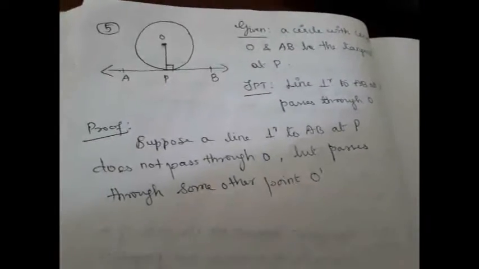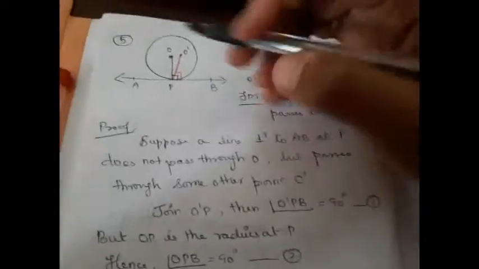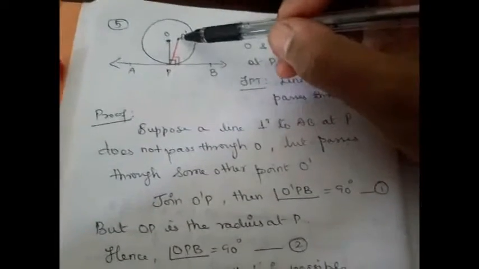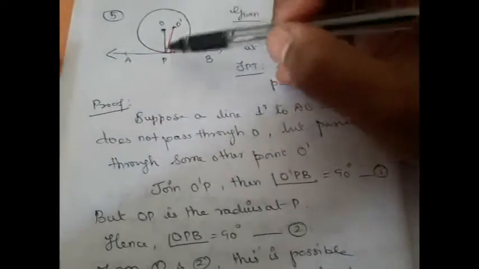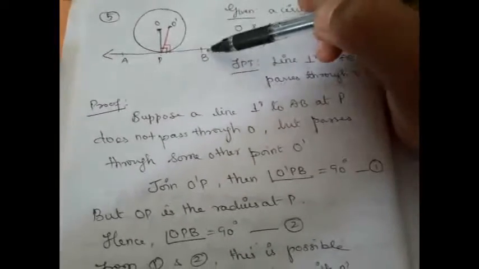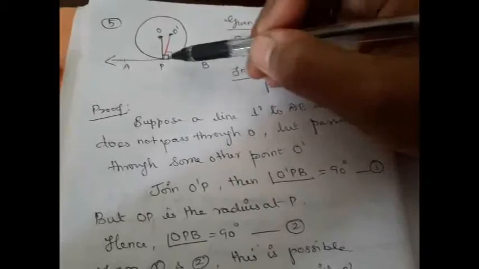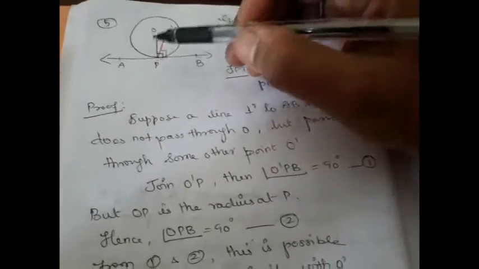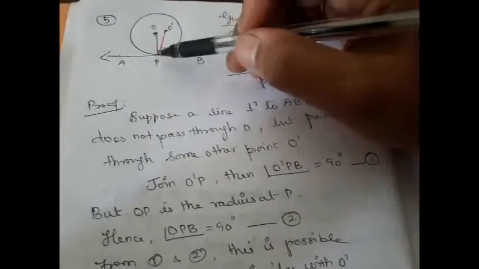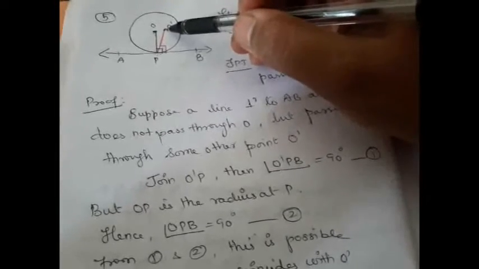Now what will happen? Suppose it passes through some other point O dash, it does not pass through O. Then join O dash P. Then what is angle O dash PB? It is 90 degrees, because we have constructed a perpendicular. We have constructed a perpendicular at the point of contact P. It is not passing through O, it is passing through some other point O dash. But even then, since it's a perpendicular, it should be 90 degrees.